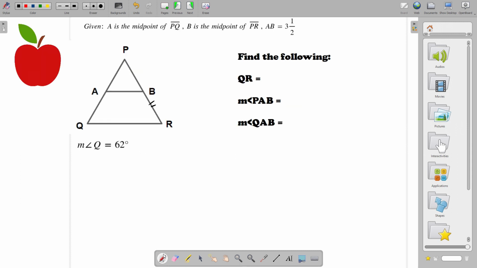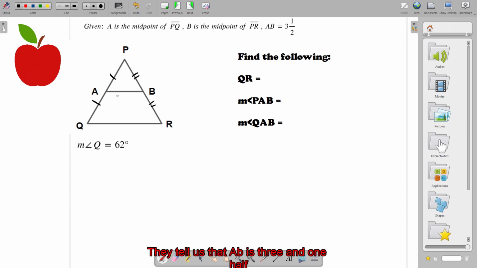and that gives us the measure of angle L as 55. Okay, in this one, they are telling us that A is the midpoint of PQ, so those two are congruent. B is the midpoint of PR, so these two are congruent. AB is then a midsegment. It is parallel and half the length of QR.